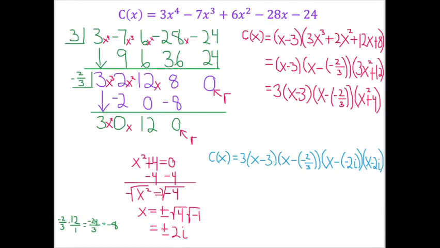We can go ahead and simplify this just a little bit. So this equals 3 times x minus 3 times x plus 2/3 times x plus 2i times x minus 2i.